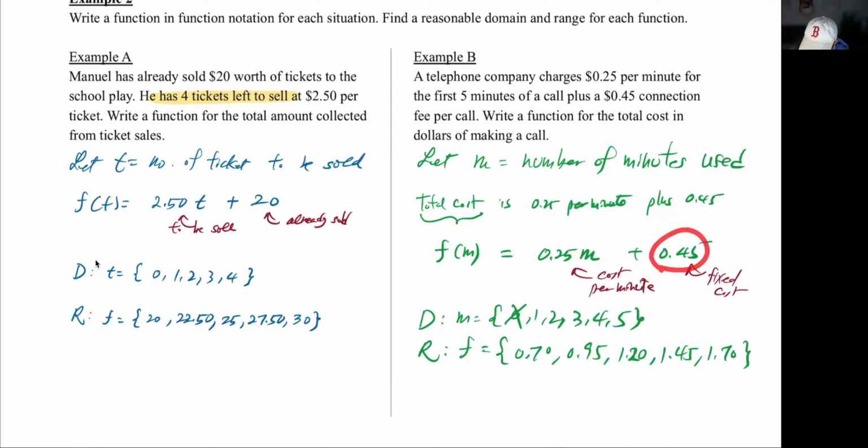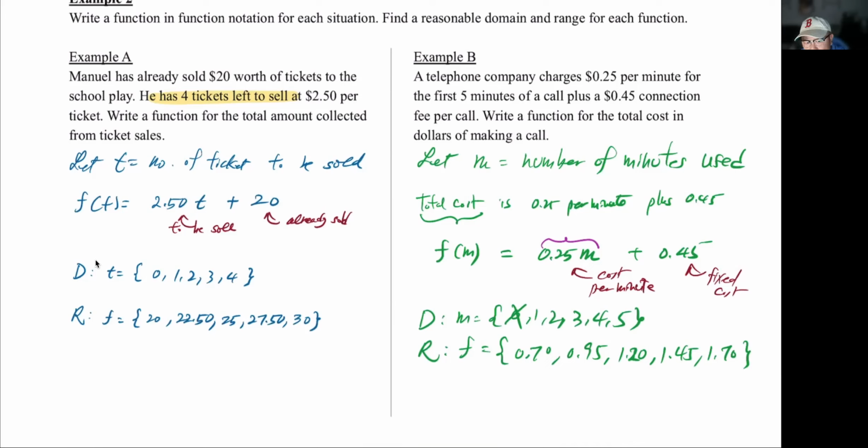So this here is the fixed cost, or the initial cost, initial value, or whatever you want to call it. That 25 cents right there is the cost per minute. When you multiply by the number of minutes, that is the money that you pay based on minutes, right? Okay. So this entire thing is predicated upon the fact that you're going to make a phone call, right?